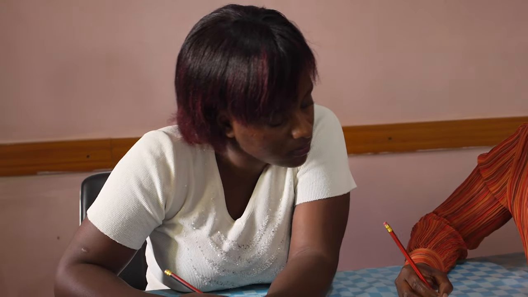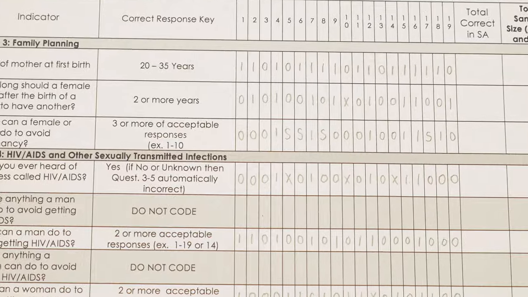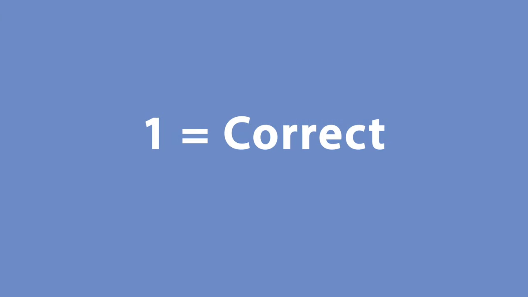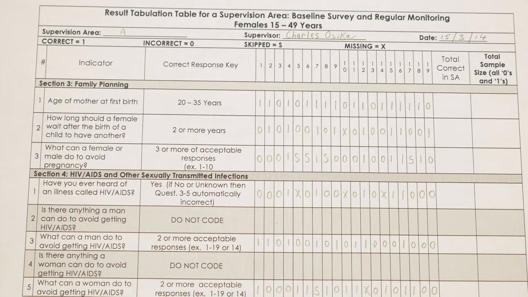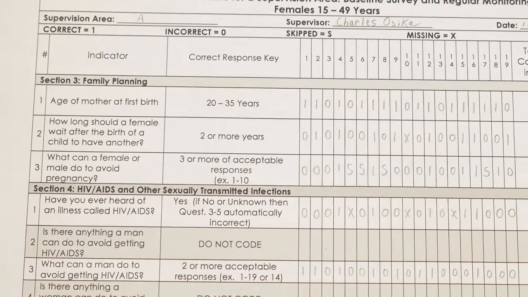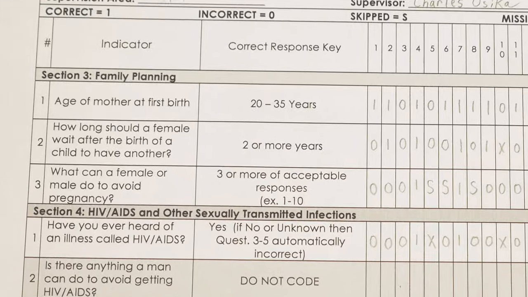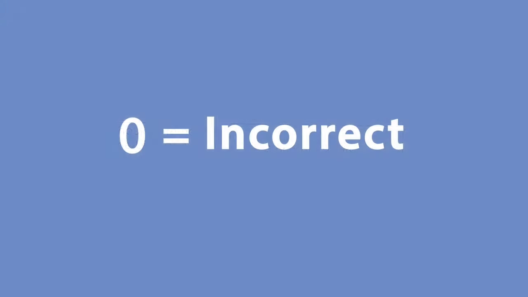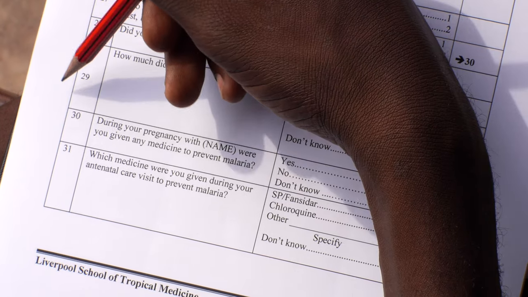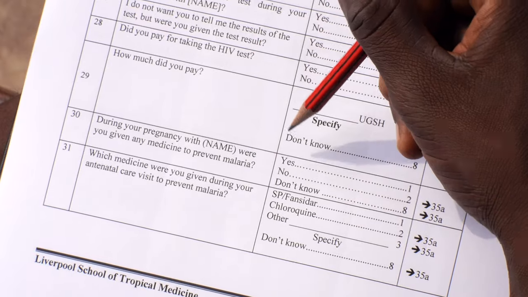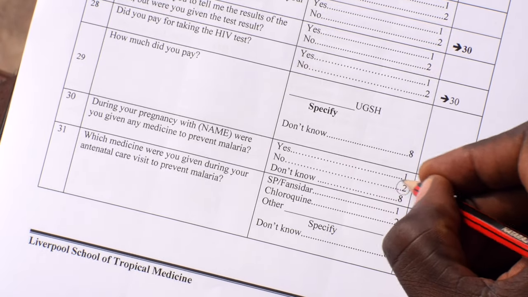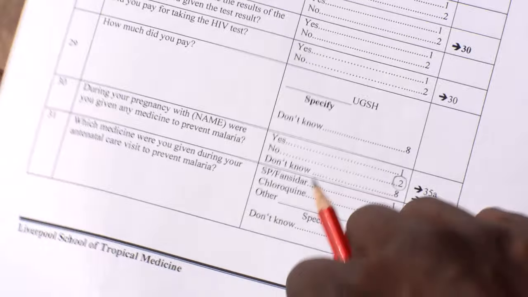Let's stop and take a closer look at this system of coding. A correct response, or 1, means that the respondent has demonstrated the correct knowledge or practice. Their answer will more or less match the desired response that's written in the left-hand portion of the tabulation table. A 0, or incorrect response, means that they did not demonstrate this knowledge or practice. This may affect some of the questions which come after it. Depending on the answer given, the respondent may not be able to answer more detailed questions.